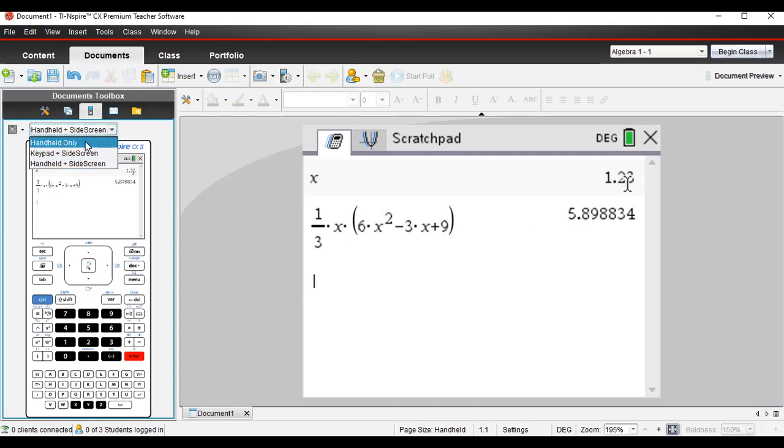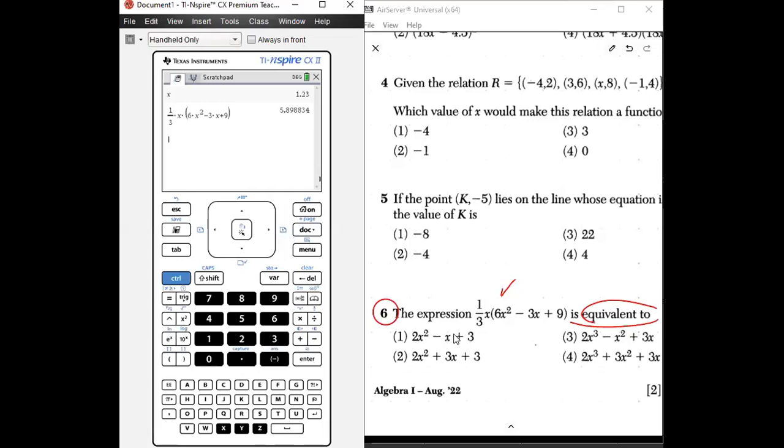Now, if you think you know what the answer is, go straight to it. I'm going to start with number 1, and it's going to be 2x squared minus x plus 3. Press enter. That doesn't match. So let's go to the next one, 2x squared plus 3x plus 3.